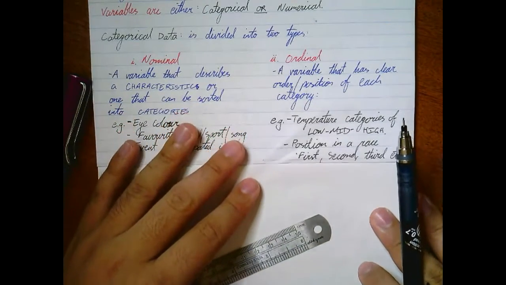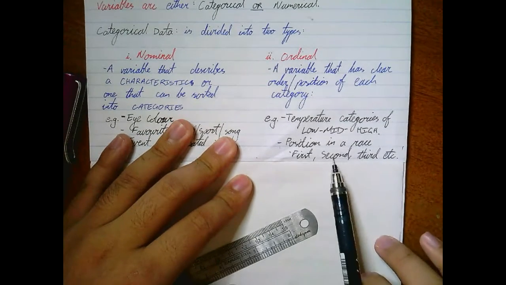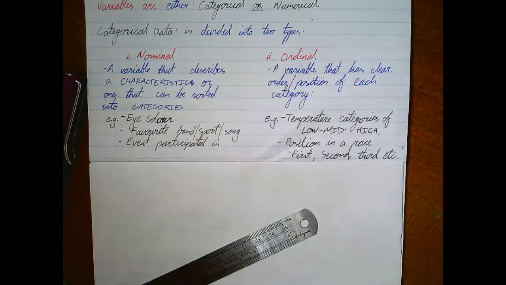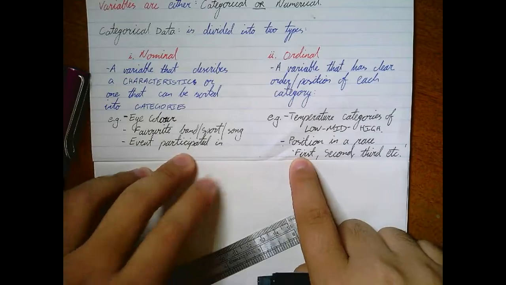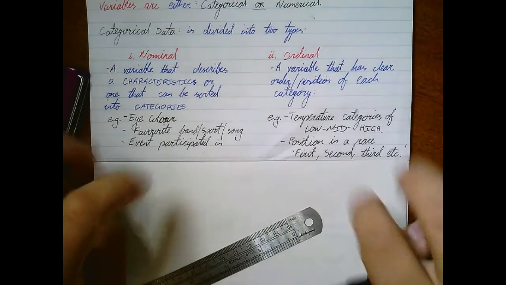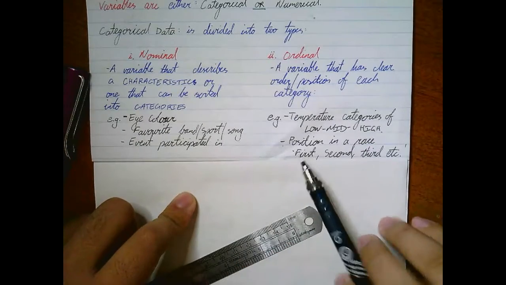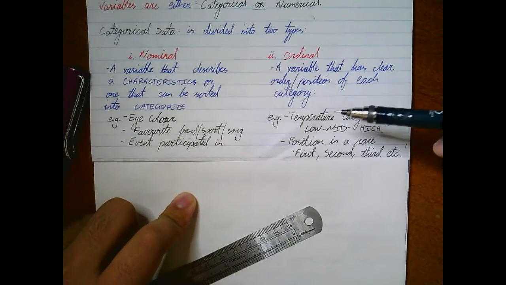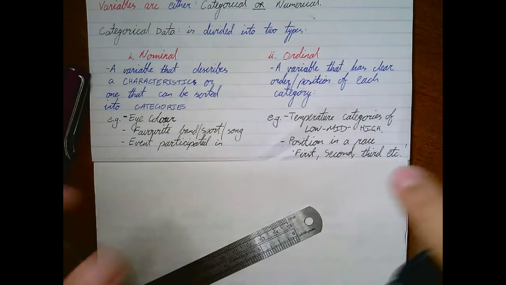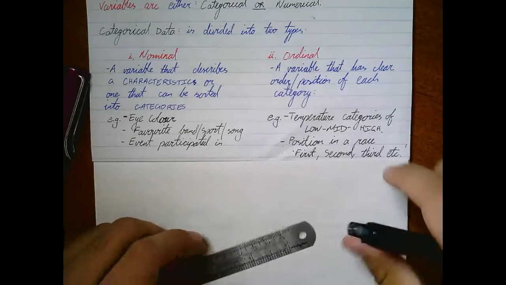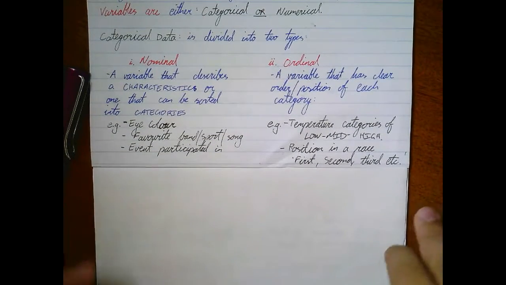It could also be the position in a race of some sort. So you could come first, second, or third, etc. Can you see how coming first is a category, but it's not just any category, it's the highest category or the best category? So ordinal has some order to it, hence the name. So those are categorical variables.